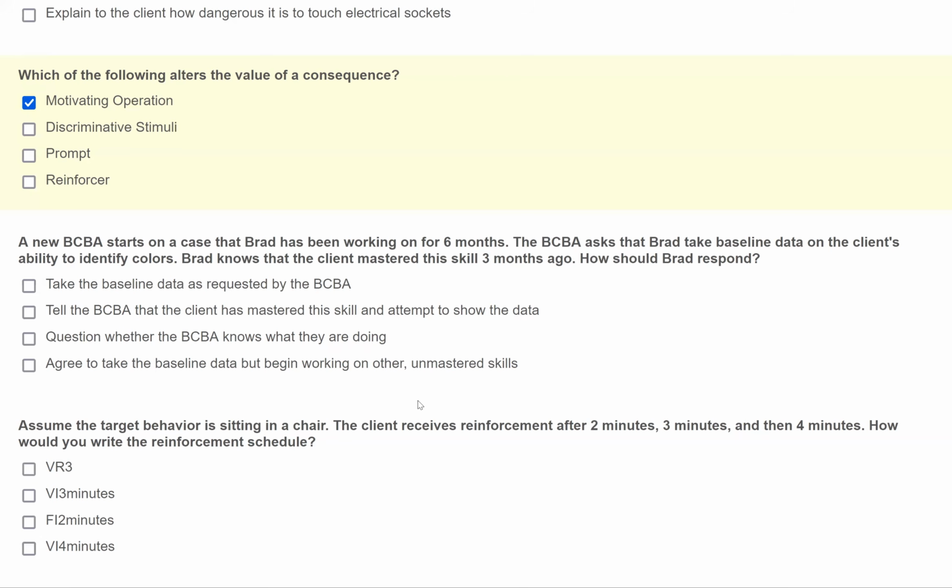It is not Brad's decision to make. All Brad can do is draw attention to what he knows and then go from there. The best way to do that is going to be B, tell the BCBA that the client has mastered the skill. Attempt to show the data. Whatever happens after that happens, but at least Brad has collaborated and he's communicated.